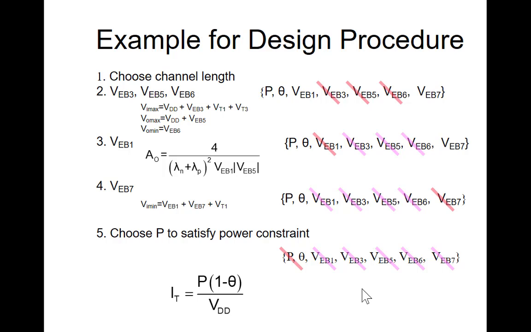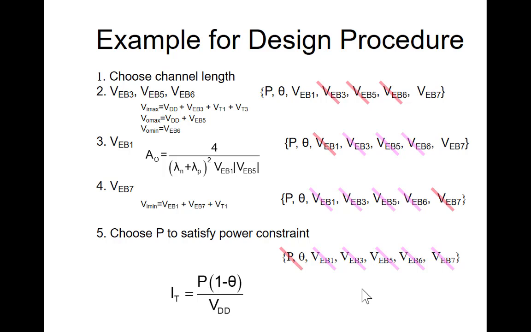The DC gain was given by this expression. Now V excess bias 5 was fixed by a signal swing requirement. If the gain is fixed, that forces V excess bias 1. So now I can mark V excess bias 1. Now I've got 1, 2, 3 things left. V in min, I didn't include it up there. I chose to do it in this sequence for reasons that should be apparent. V in min is V excess bias 1 plus V excess bias 7 plus VT. Well, V excess bias 1 has now been determined. So I can get V excess bias 7 from this equation. And I can mark it off the list.